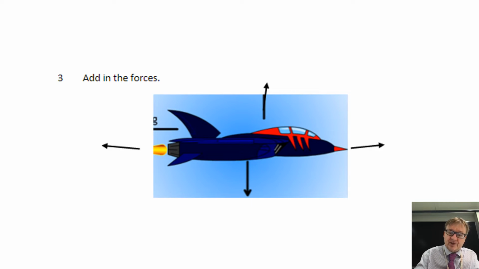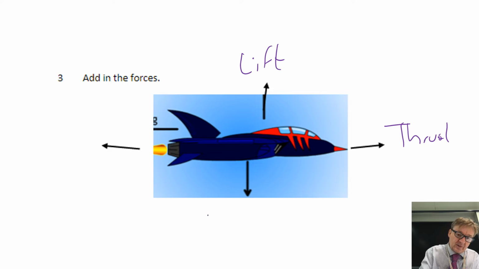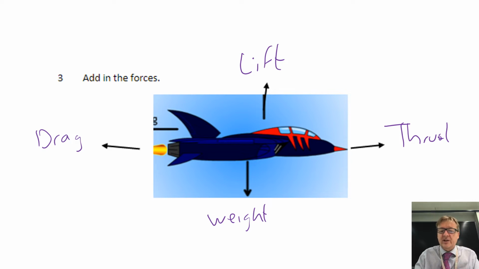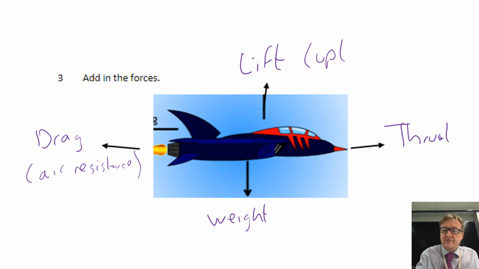Right, add in the forces. Okay, so on this aeroplane, we've got lift, we've got thrust, we've got weight, and we've got drag. Now there's other words that could come into it, like this one here could be air resistance. This one here could be upthrust. Oh, I haven't put a little line on the T of thrust.